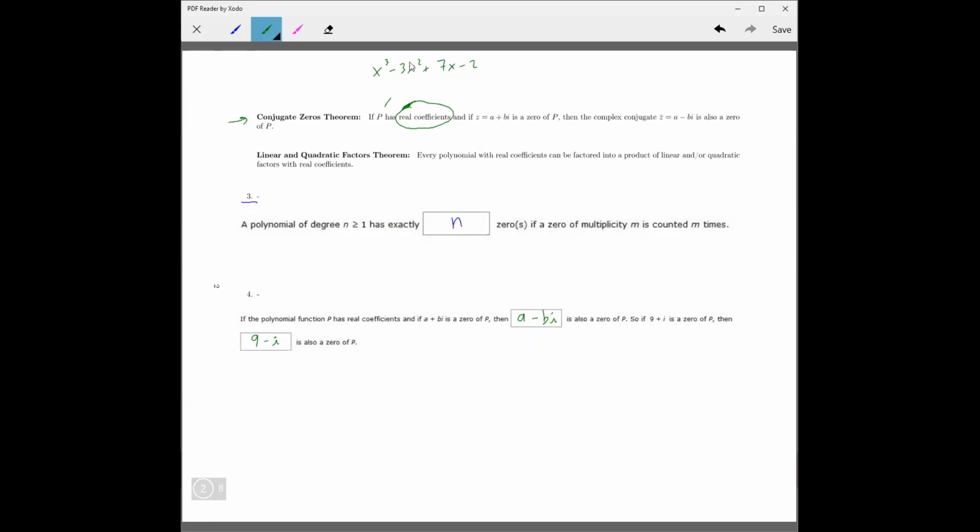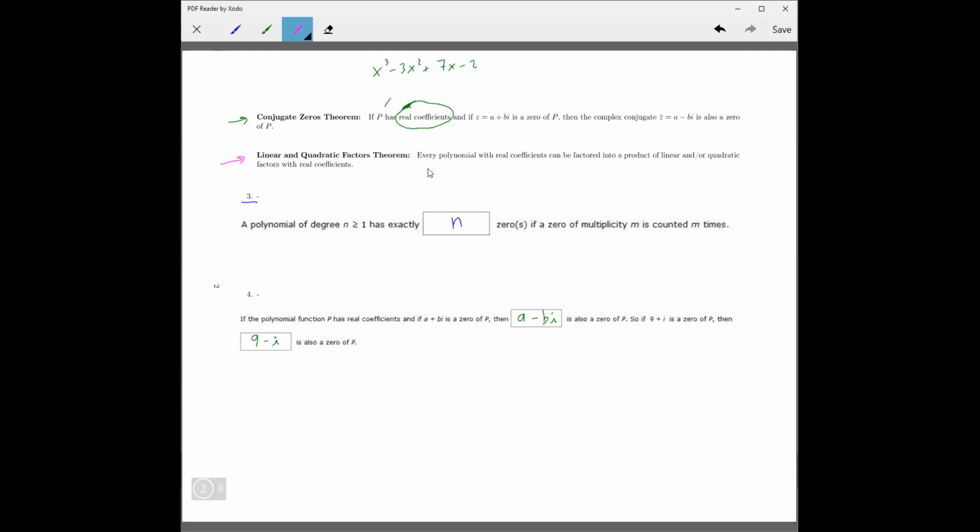So they come in pairs when they're real coefficients. Now, if these are non-real coefficients, then this is not going to be the case. You probably will have complex zeros where the conjugate is not a zero. And then the second part, this other statement here, the linear and quadratic factors theorem: every polynomial with real coefficients can be factored into the product of linear and or quadratic factors with real coefficients.